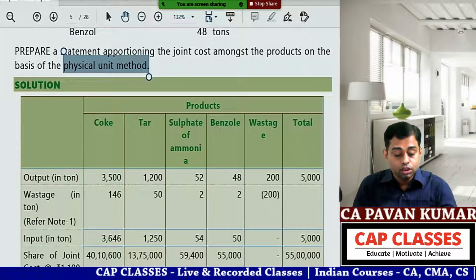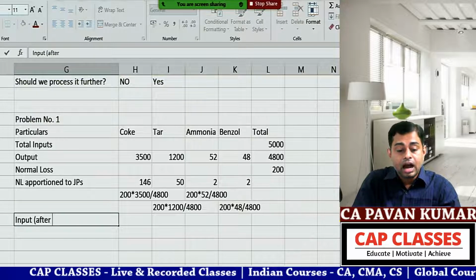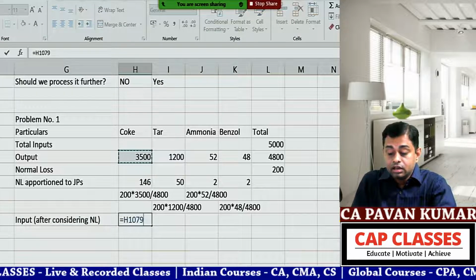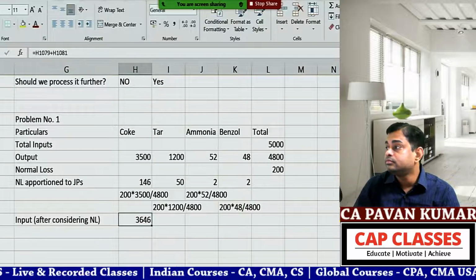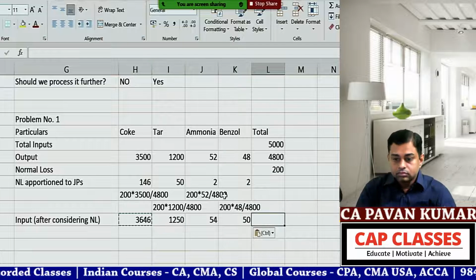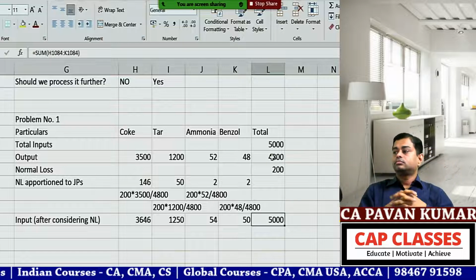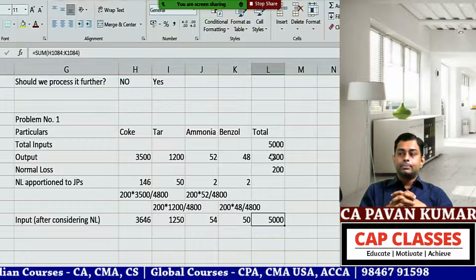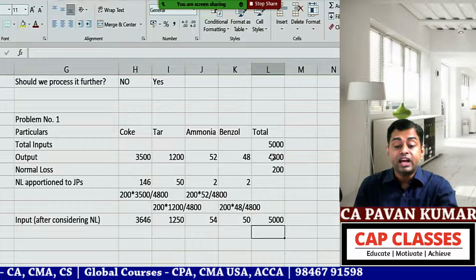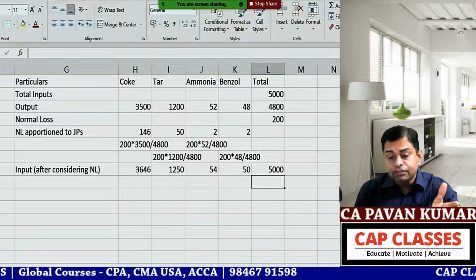Okay, so we have done this. So the input after considering normal loss, can I say it is 3,500 plus 146? That's all. So now that 55 lakhs is to be apportioned in this ratio: 3,646 is to 1,250 is to 54 is to 50.